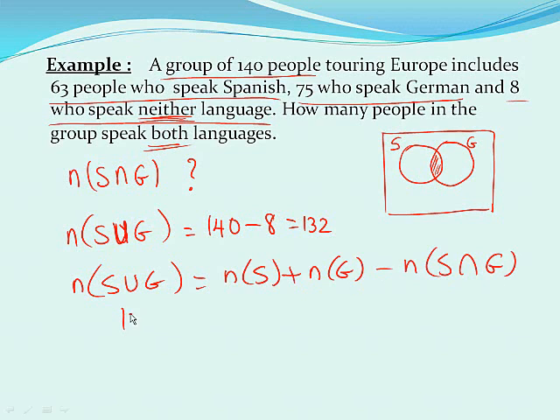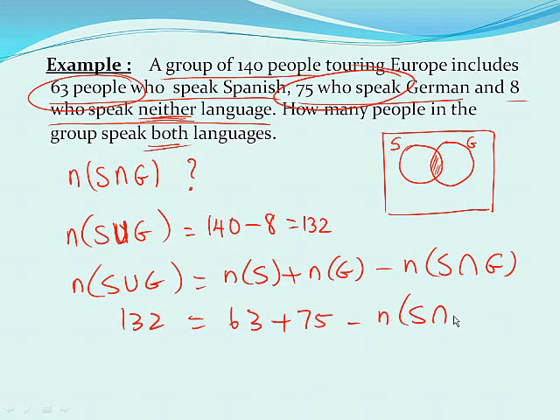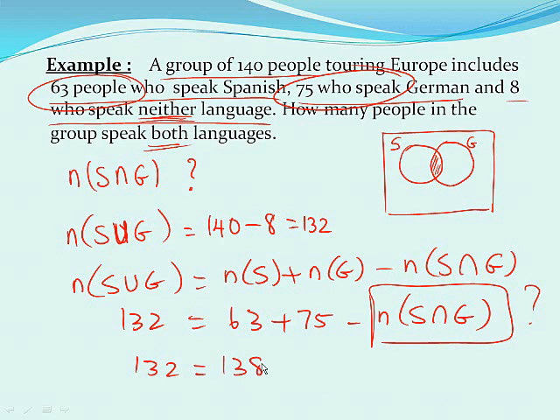Substituting the values, 132 here, number of elements of S will be given in the question 63, and number of elements of G will be 75, which is this number up here, and then subtract number of elements of S intersection G. So this happens to be the only unknown here. So we can actually solve this equation. 132 equals 138 minus n of S intersection G. So that gives you the answer to the question. N of S intersection G equal to 6.